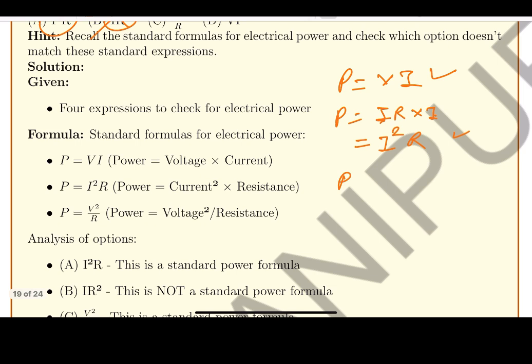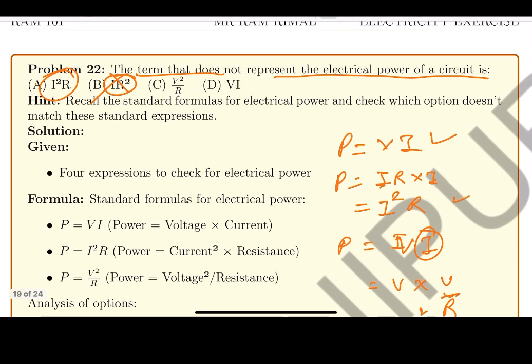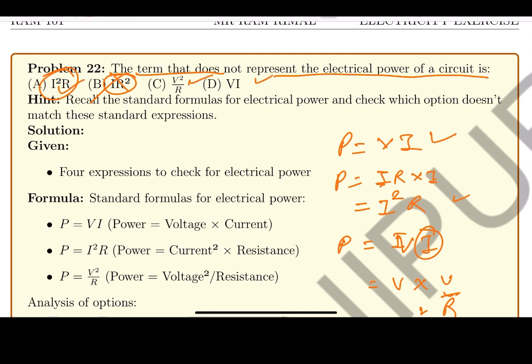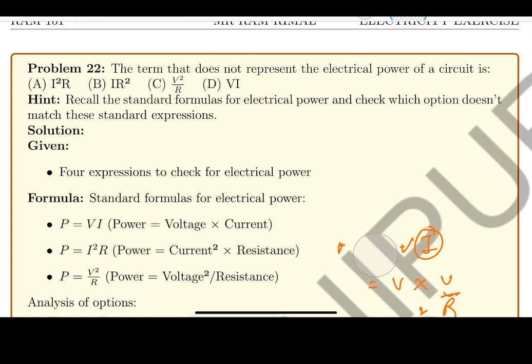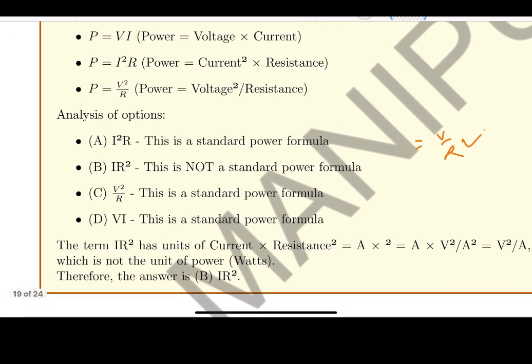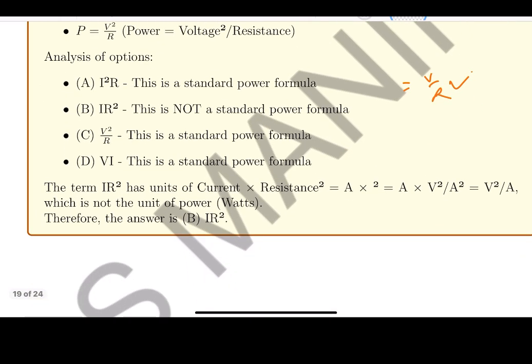power. Or I can write down P is equal to VI. Instead of I, I can write down V by R. So I can write down V square by R. So all these are power. V square by R is power, VI is power, I square R is power. This is not power. So B does not represent power. I hope the answer is B. Okay.